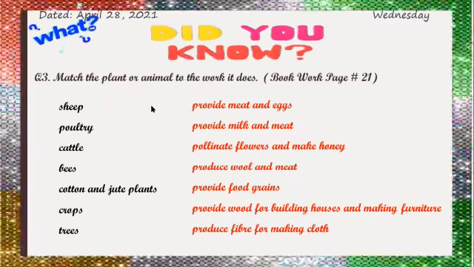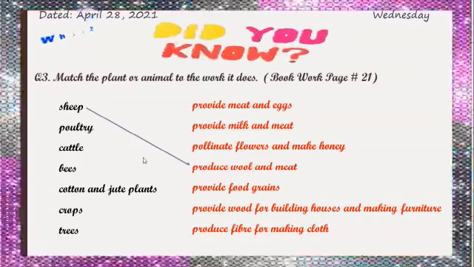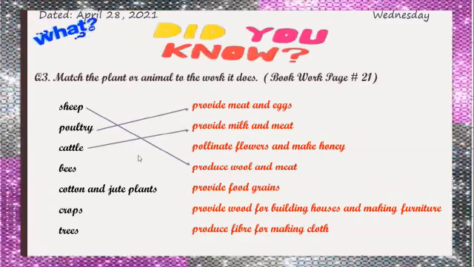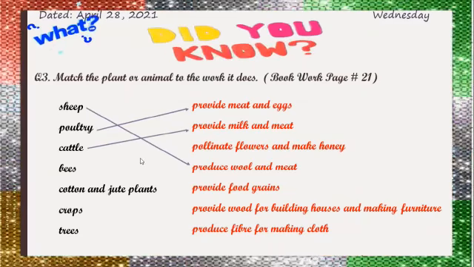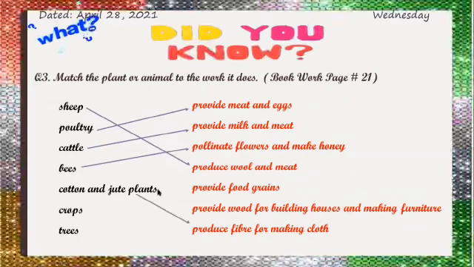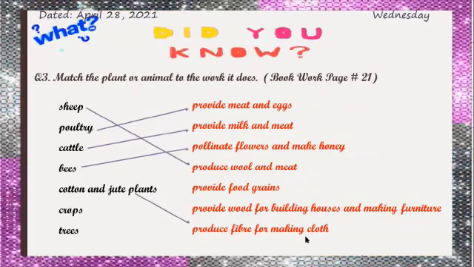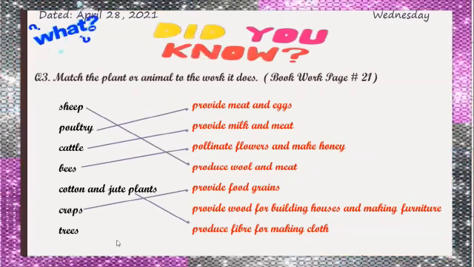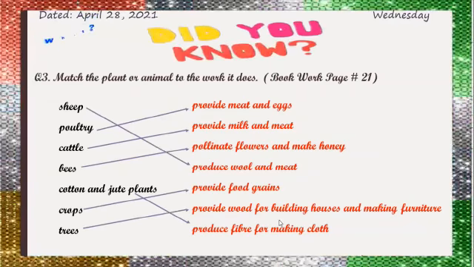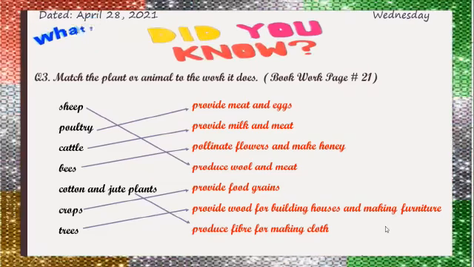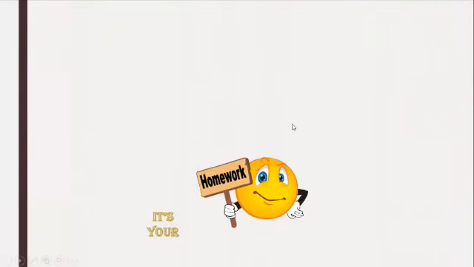Sheep produce wool and meat. Poultry provide meat and eggs. Cattle provide milk and meat. Bees pollinate flowers and make honey. Cotton and jute plants produce fiber for making clothes. Crops provide food grains. Trees provide wood for building houses and making furniture. So that will be all for today.